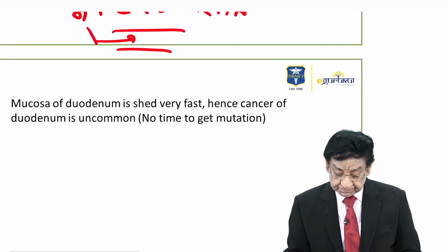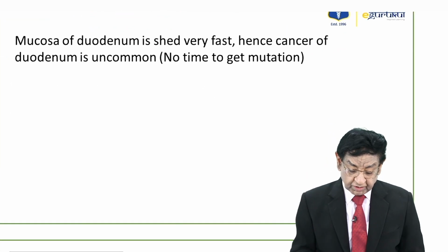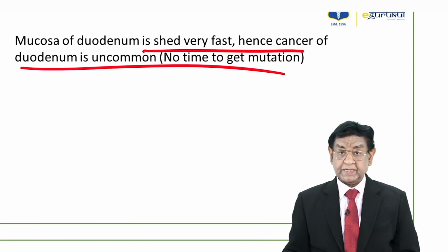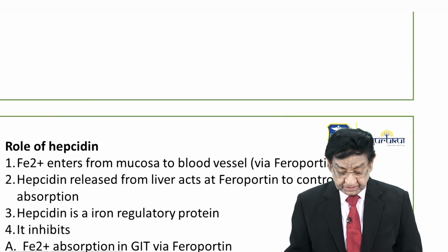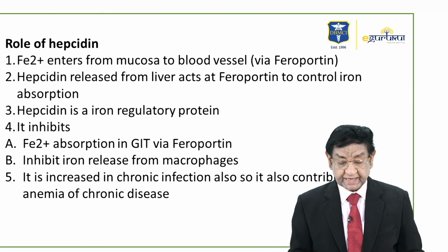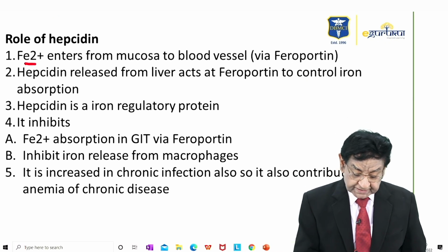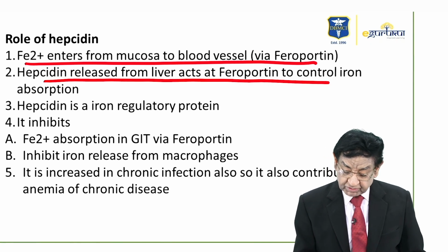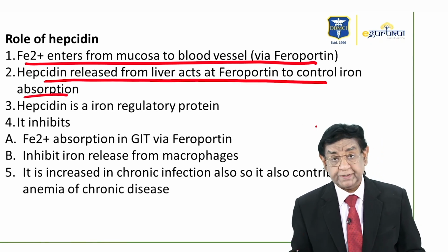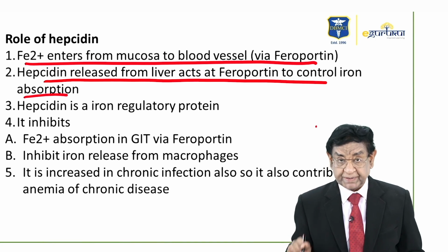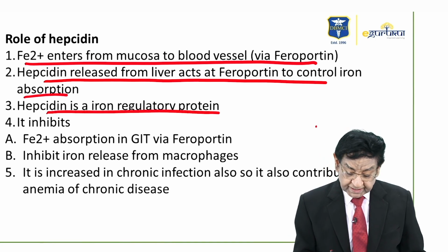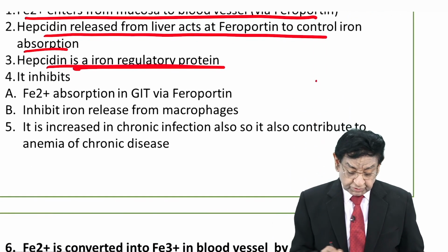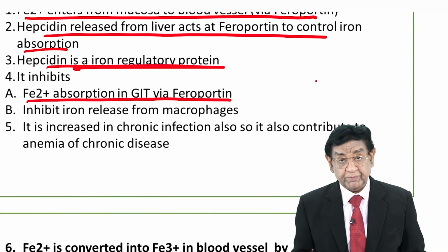With this background, as I told you, the mucosa of the duodenum is shed very fast, hence cancer of the duodenum is uncommon, with no time to get any mutation. Well, now the role of hepcidin, which I again told you: ferrous enters from mucosa to blood vessel via ferroportin. Hepcidin released from the liver acts on the ferroportin to control iron absorption. I told you hepcidin acts like a brake in the car. So it is the iron regulatory protein, a brake which controls iron absorption. So it inhibits iron absorption in the GIT via ferroportin.